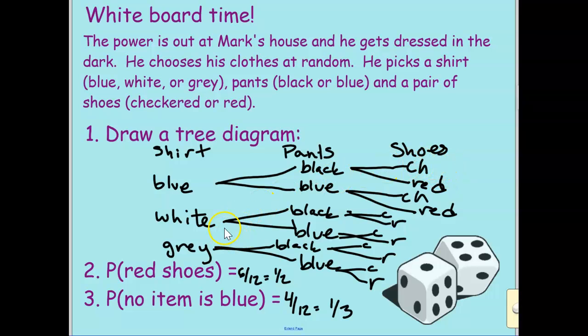And the probability that no item is blue, that means this whole piece right here, like we don't count that. So we can do white, black, checkered, white, black, red, gray, black, checkered, gray, black, red. Oh, geez. Okay. You see what I mean, right? So if I count them up, there's 4 outfits total with no blue in them at all. That simplifies down to 1/3.